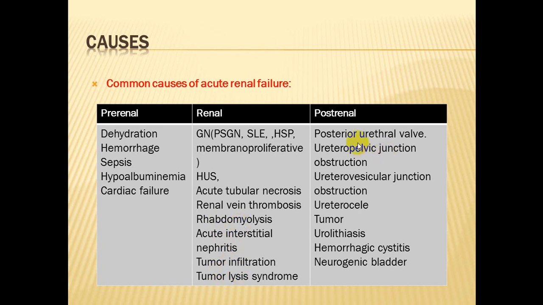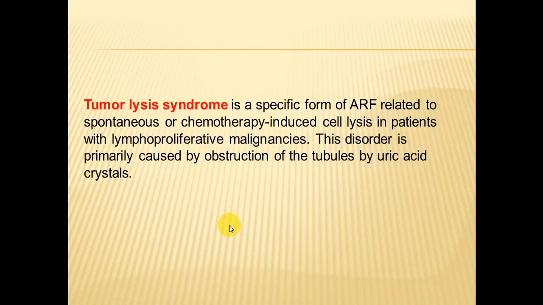For post-renal, any obstruction like posterior urethral valve, uretero-pelvic junction obstruction, ureterovesical junction, tumor, urolithiasis, hemorrhagic cystitis, and neurogenic bladder, and there is a list of causes really.